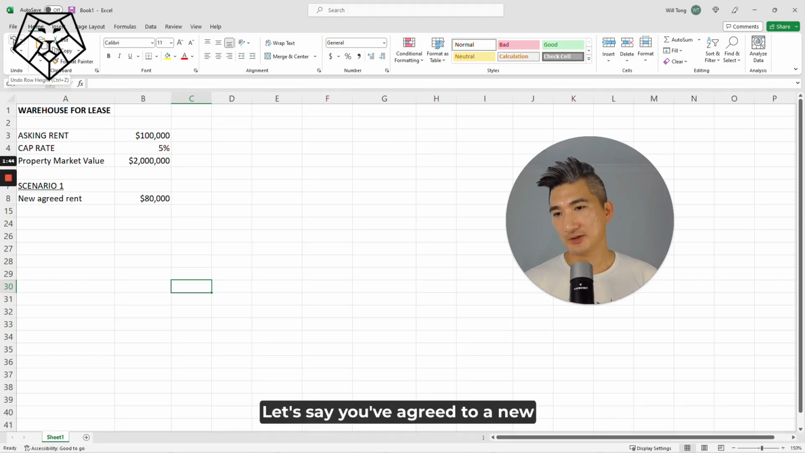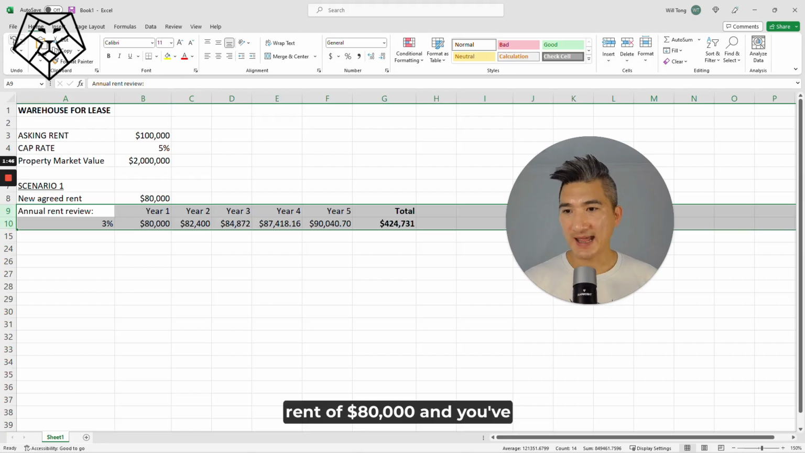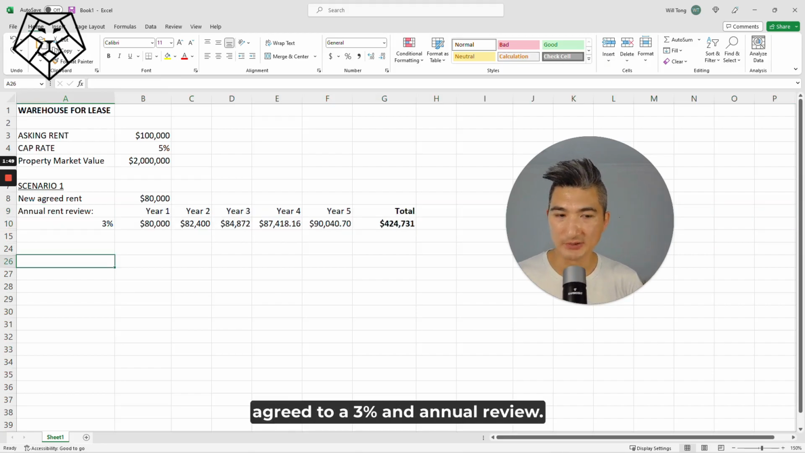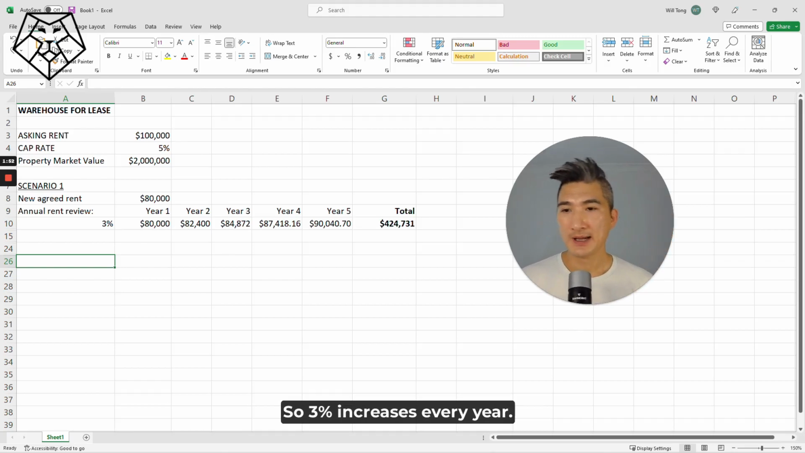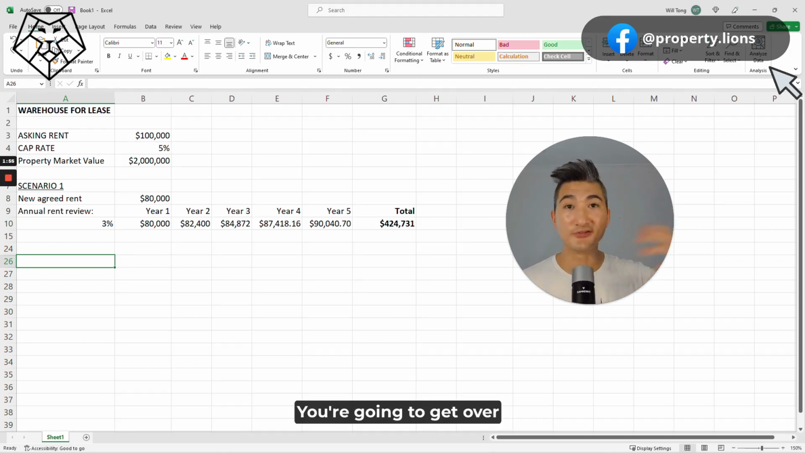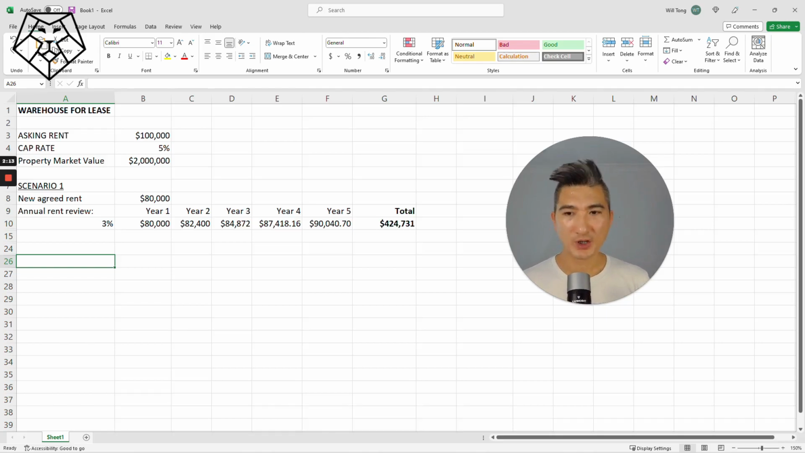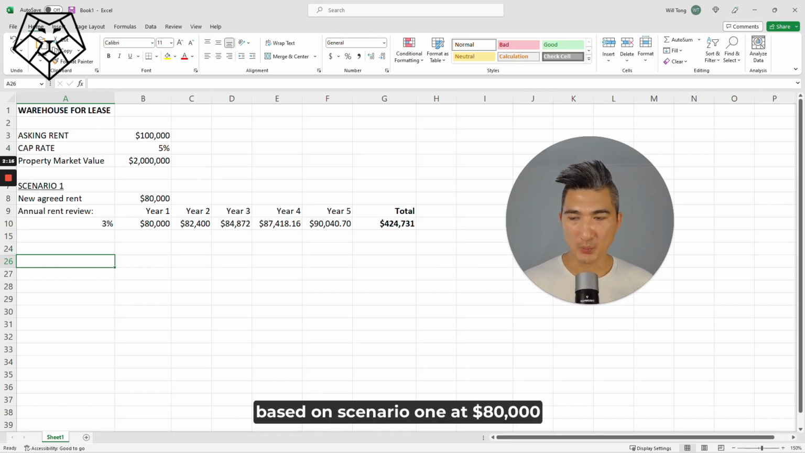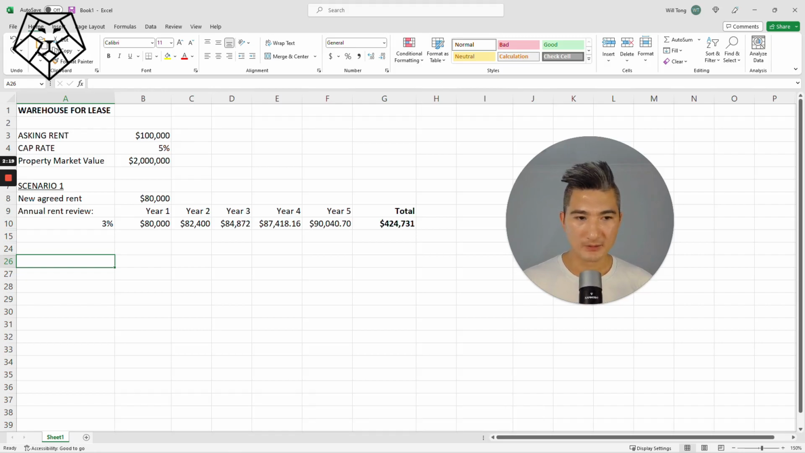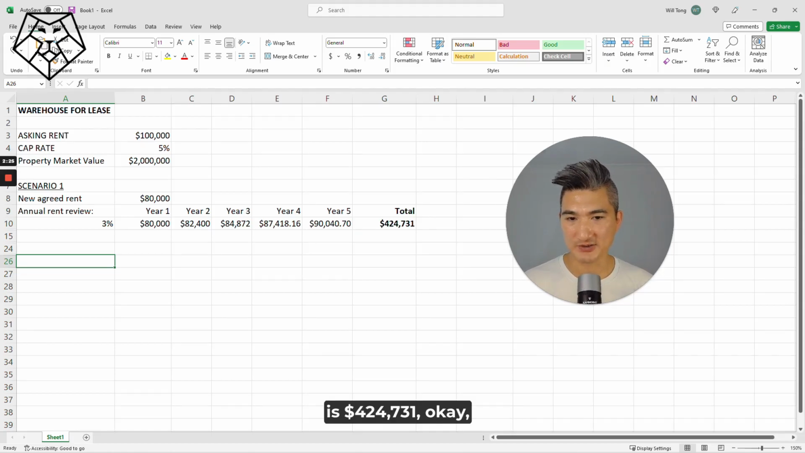Let's say you've agreed to a new rent of $80,000 and you've agreed to a 3% annual review, so 3% increases every year. Then this is the expected rental you're going to get over a 5-year term. So year one is $80,000, year two will be $82,400 because 3% more, and then year three, 3% more, year four, 3% more, year five, 3% more. So at the end of year three, you're collecting around $90,000, a little bit over $90,000. So the total rent collected over a 5-year period based on scenario one at $80,000 rental and 3% rental review, the total rent collected is $424,731.